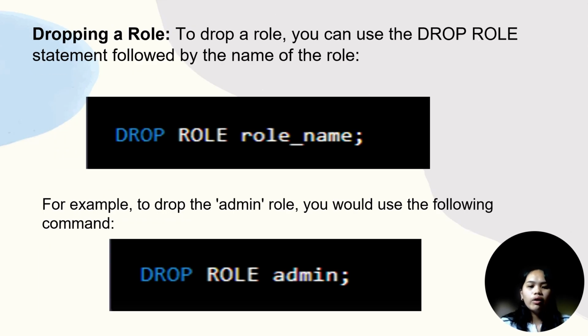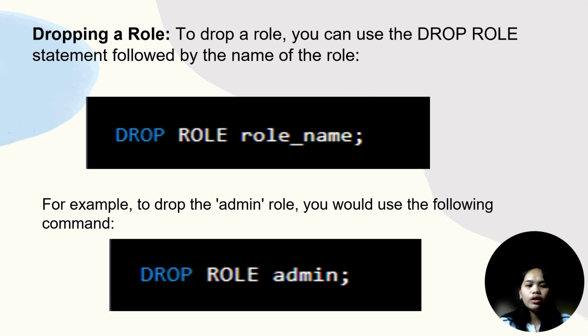How about dropping a role? Also very easy to remember. To drop a role, we can use this syntax: drop role and the role name. Example: drop role admin. That's just three words for the syntax of dropping a role. Okay, so drop role admin, semicolon.